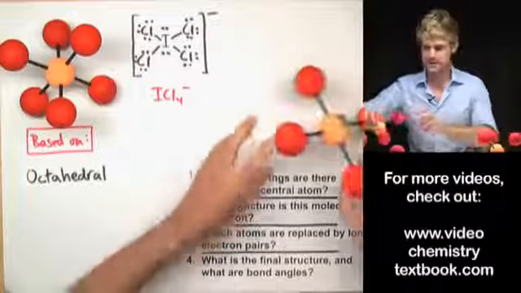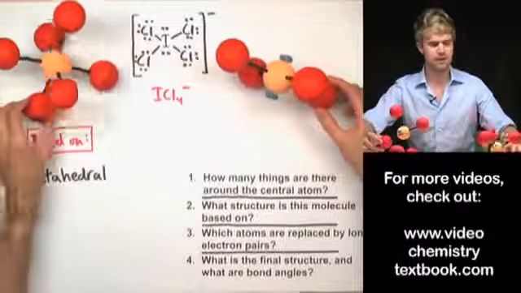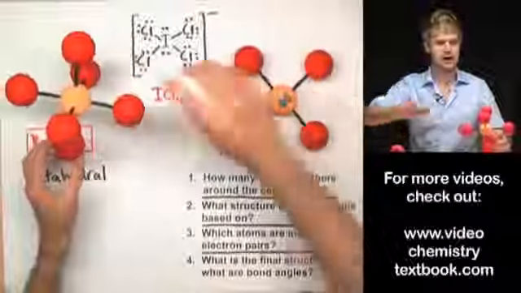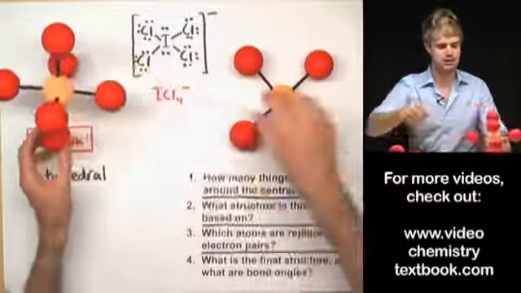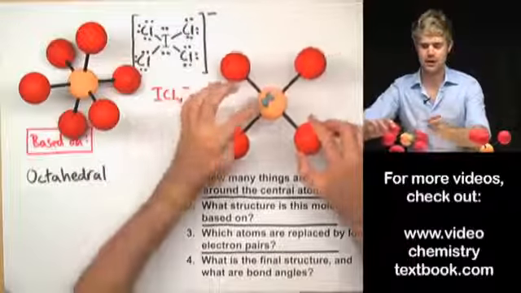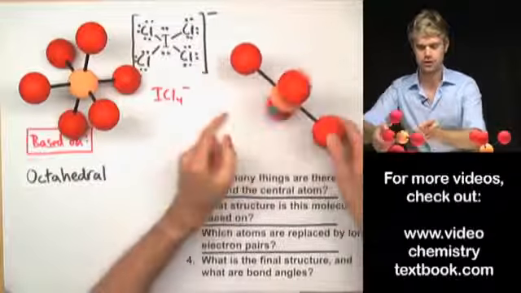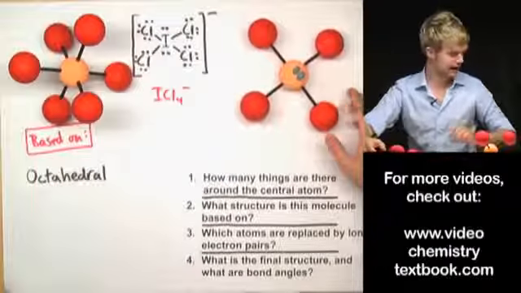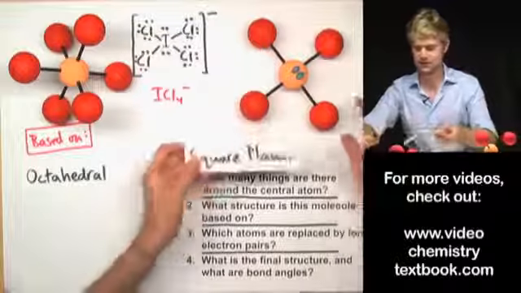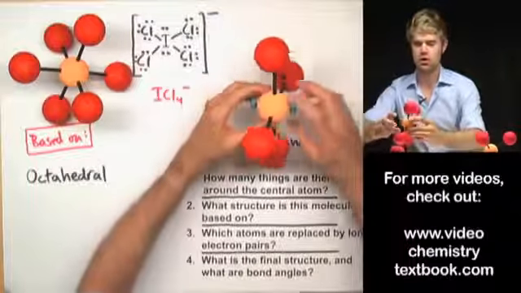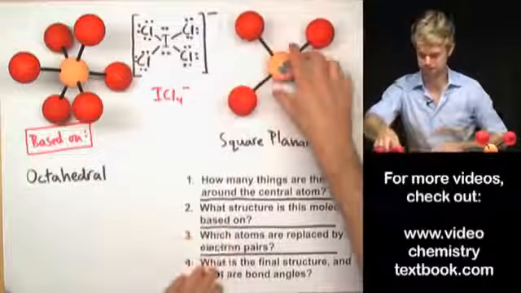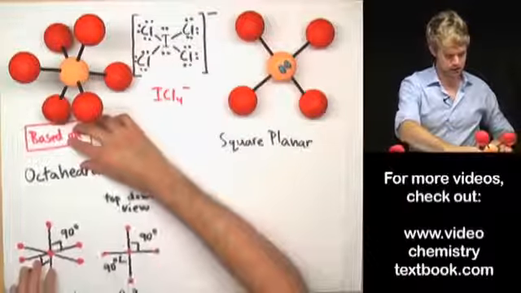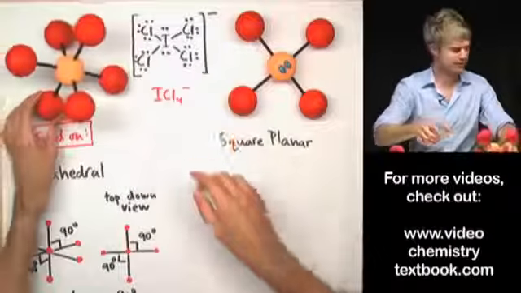And so this is the structure that I'm going to end up getting, where you can see that if you make this comparison, the top and the bottom atoms, if you like to think about it that way, have been replaced by an unshared electron pair here and an unshared electron pair here, and I'm left with 4 around the middle here. And the shape that that gives me is square planar, because these are all kind of in a plane, just like that.